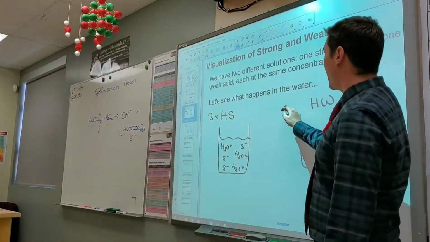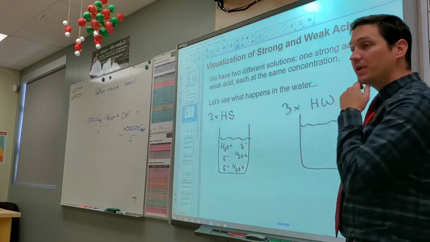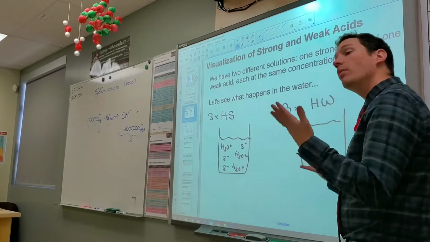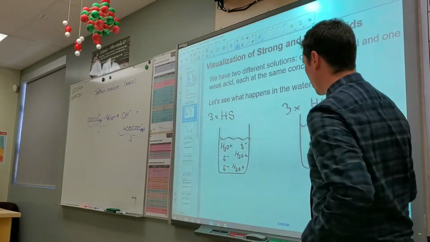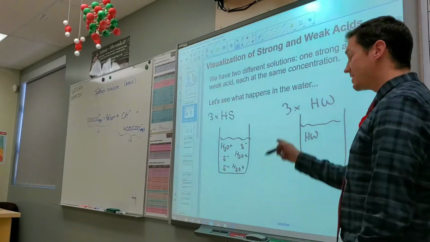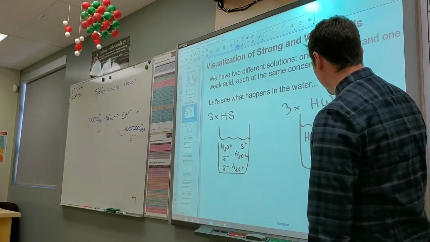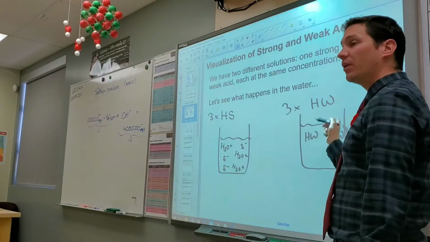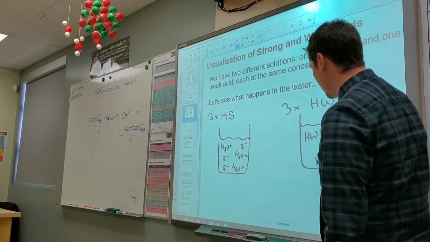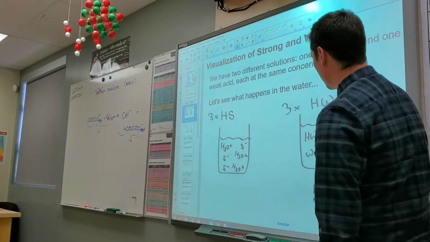What happens when I add 3 weak acids? With the first weak acid I add, does it split up? Probably it doesn't, right? It's just a probability. So I get HW. With the second one, is it going to split up? We're going to say it doesn't. With the third one, maybe it does split up. So we get H3O and W minus.